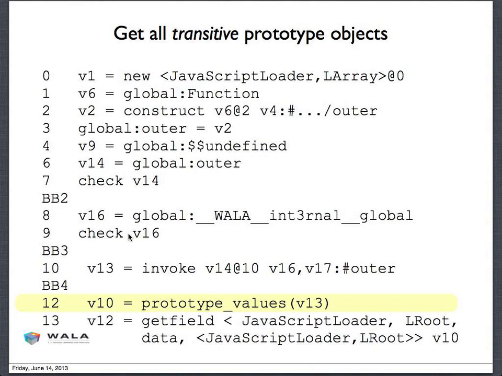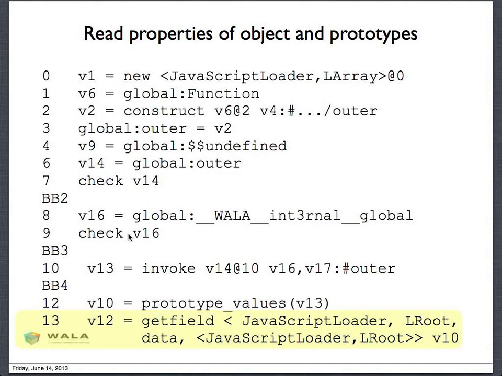And the way we model that in Wala is we have this IR that reads the prototype value. So v13 is the return value of the call to outer, which is the thing we're trying to read the data property of. Prototype values is essentially something like this: for this value, v13, give me all the possible objects, this object and any possible object that might be its prototype. And once you've done that, that goes into v10, and from there, we read the data property of that. So this will give us the data property of the object the outer returns and also the data properties of any prototype object.